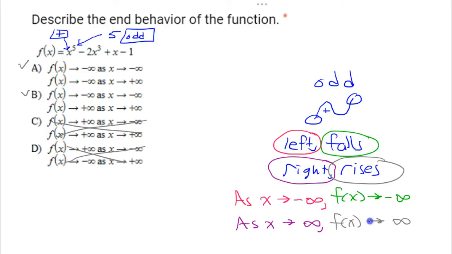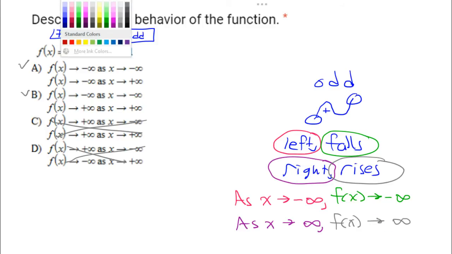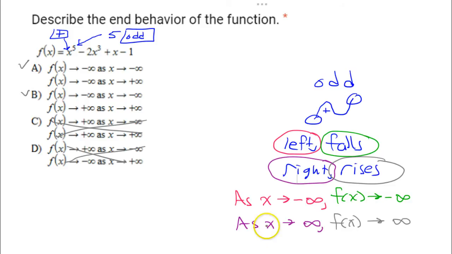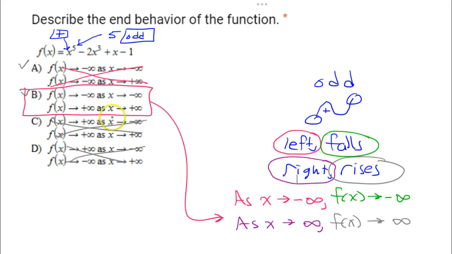Okay, now let's look at the second part. As x approaches positive infinity, f of x approaches positive infinity. As x approaches positive infinity, f of x approaches negative infinity. Nope. All right, that means B must be the answer. As x approaches positive infinity, f of x approaches positive infinity. So this matches, even though it's backwards.